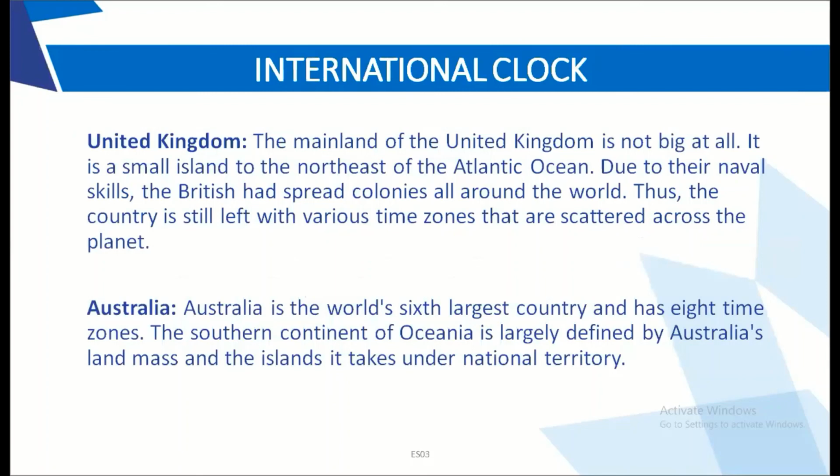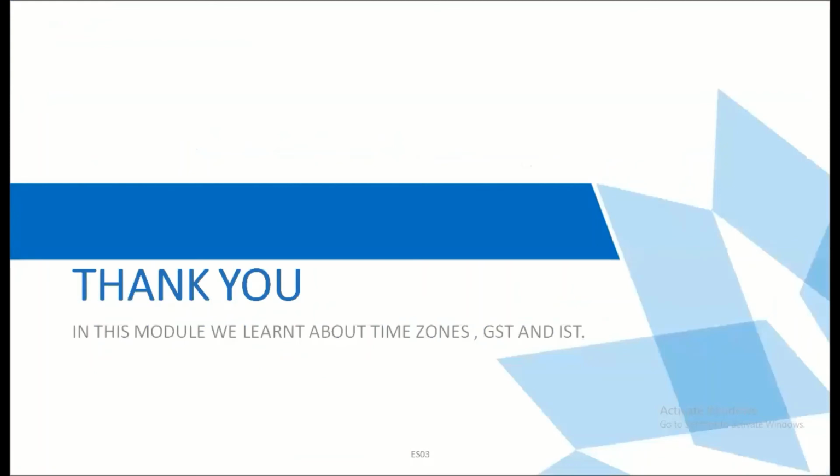Australia. Australia is the world's sixth largest country and has 8 time zones. The southern continent of Oceania is largely defined by Australia's landmass and the islands it takes under national territory.